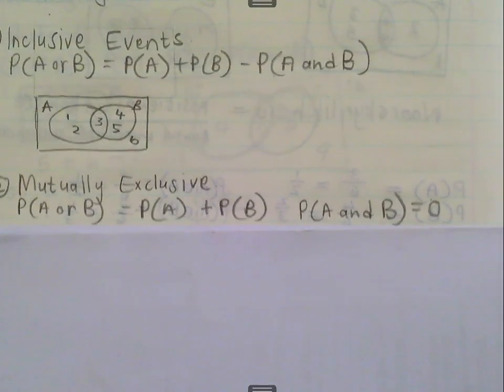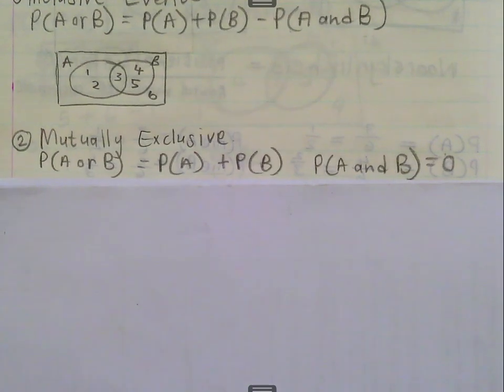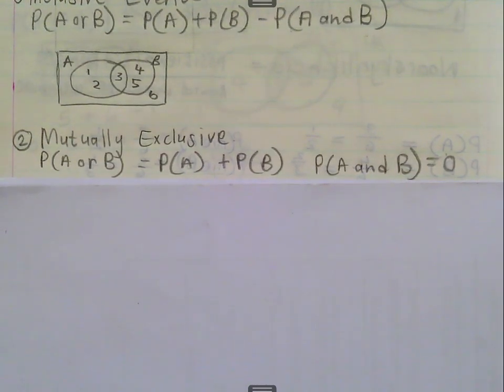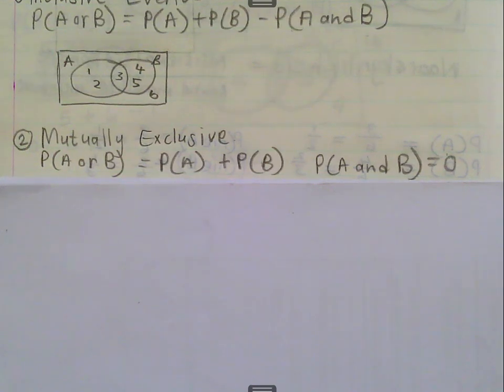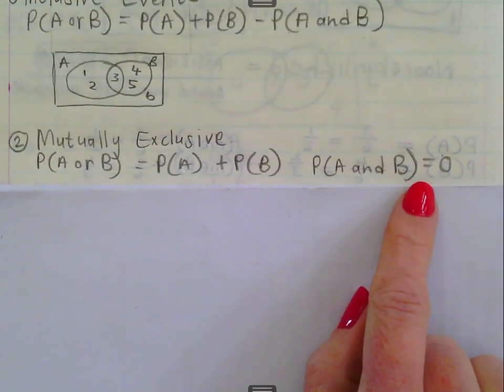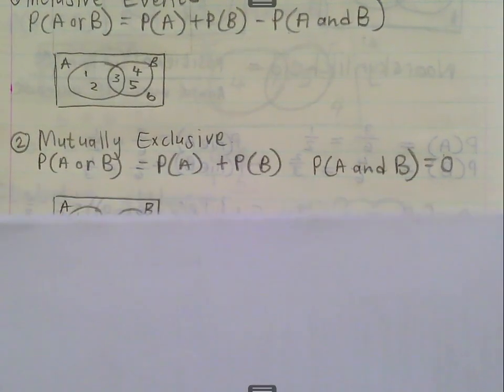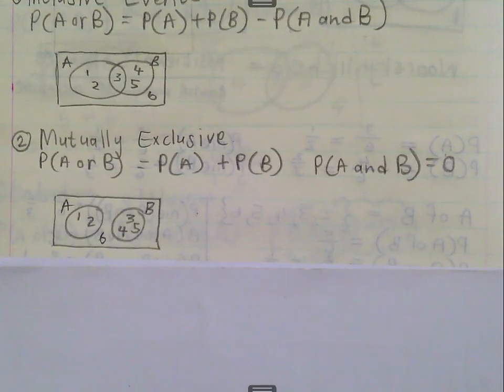The probability of A or B, so that means everything in the circles, will be equal to the probability of A plus the probability of B. So then you don't subtract AND, because the probability of A and B is equal to 0. That means it doesn't exist. It's not there. And your Venn diagram looks like this.